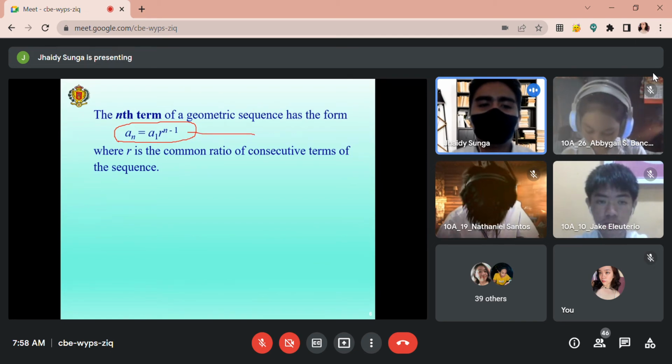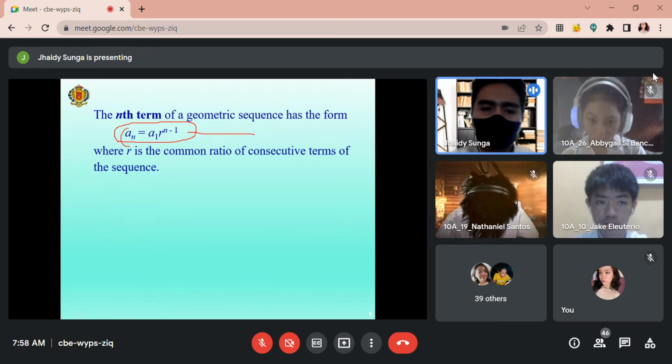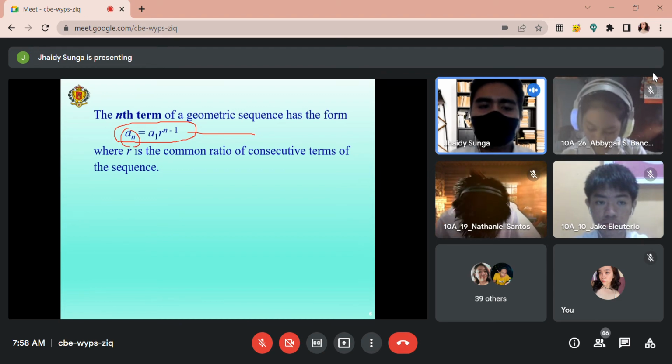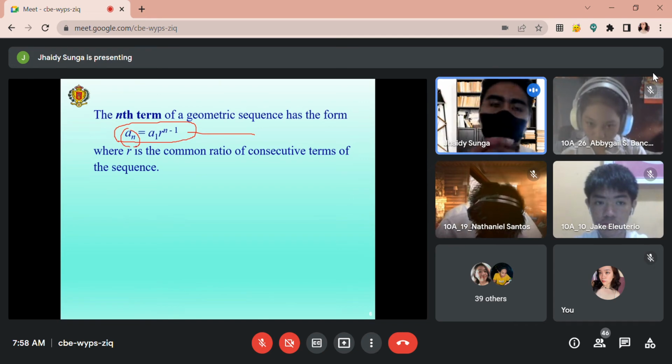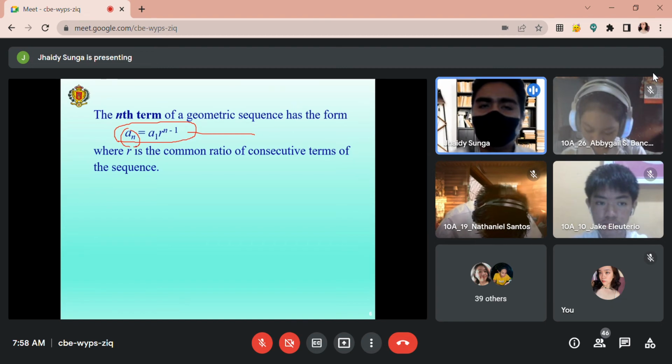We know already that a sub n is the value of the term that we are to find, and a sub 1 is the first term, where r is the common ratio.